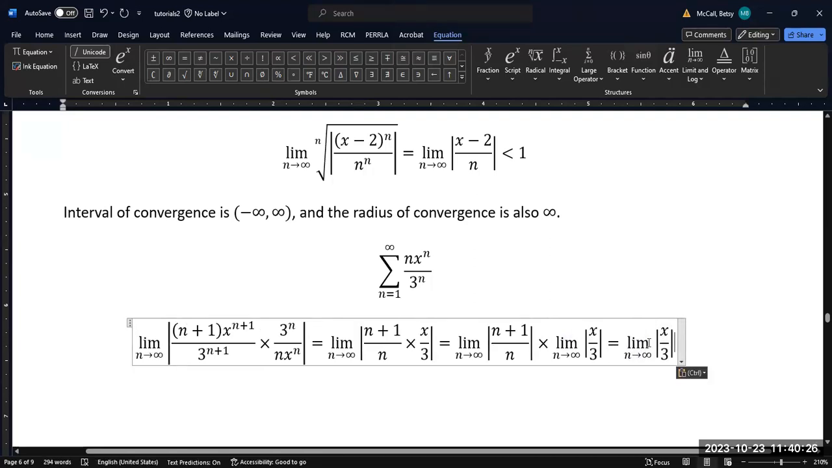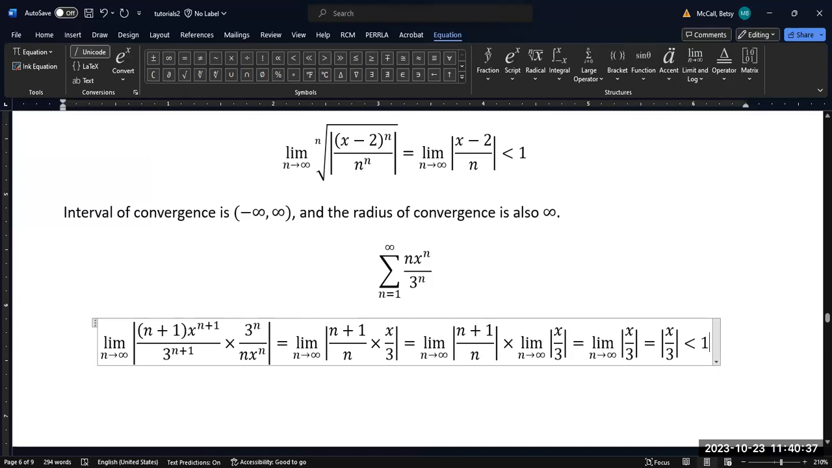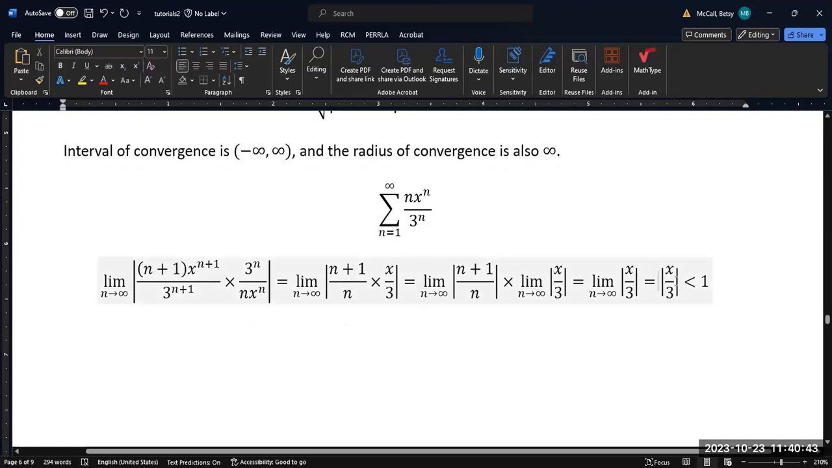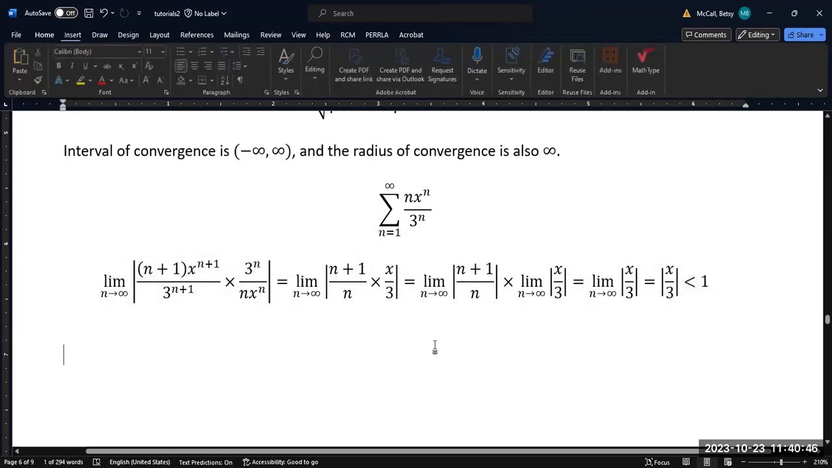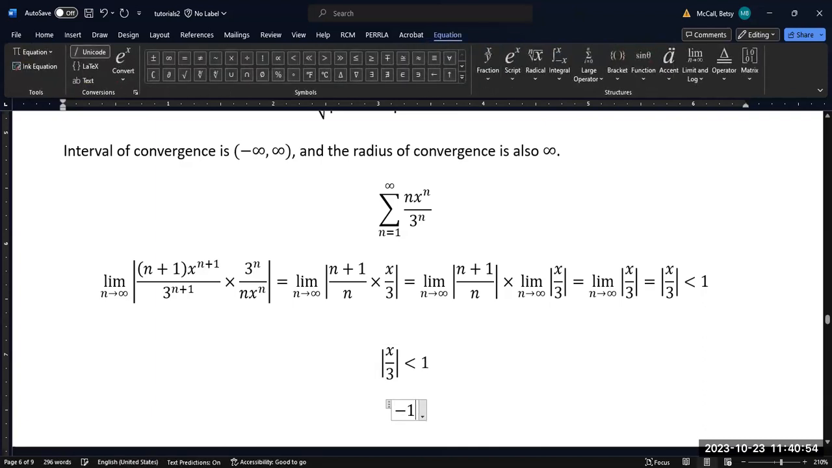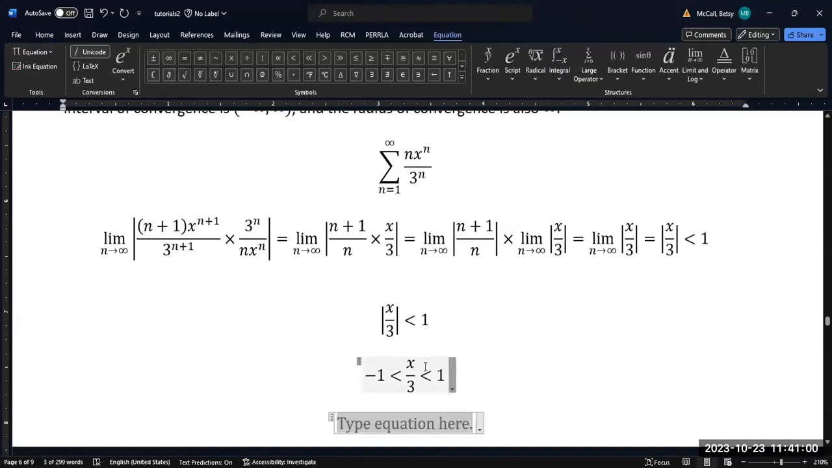And so there's no n's in this. So it's just the absolute value of x over 3 that we want to be less than 1. Now, from this point, we're going to pull out this inequality and solve it in terms of x. The first thing we have to do is take out the absolute values. So this becomes -1 is less than x over 3 is less than 1. And then from there, multiply everything by 3. So we get -3 is less than x is less than 3.